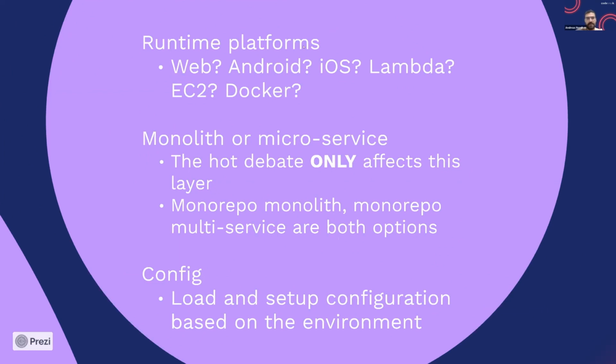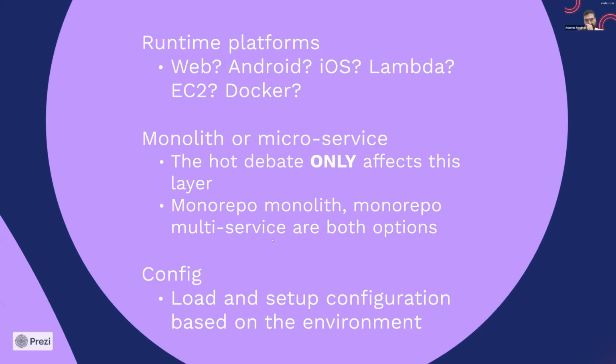So many options here. The hot debate between monoliths or microservices, actually, I find that it only applies to this layer. It only affects this layer in how to package your code. It should not affect how you structure your code in general. So you could have a monorepo monolith or a monorepo multi-service, and you can fire both of those from this same structure. Apart from that, the responsibility of the app layer is to also configure the application for the right environment.